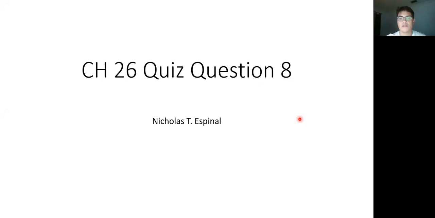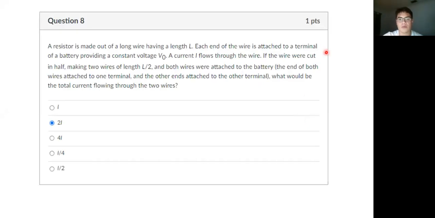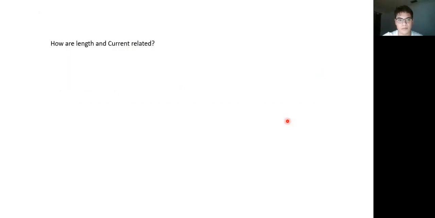This is my 8th question for my Chapter 26 quiz, and this is what it asks. A resistor is made out of a long wire having a length L. Each end of the wire is attached to a terminal of a battery providing a constant voltage V0. A current I flows through the wire. If the wire were cut in half, making two wires of length L/2, and both wires were attached to the battery, the end of both wires attached to one terminal and the other ends attached to the other terminal, what would be the total current flowing through the two wires?